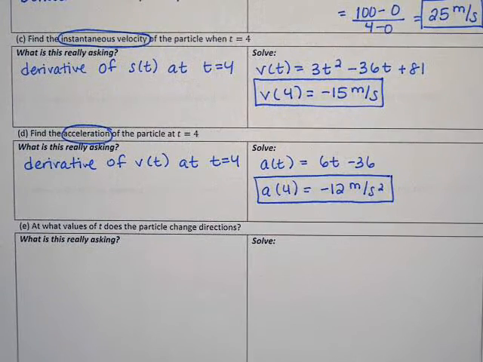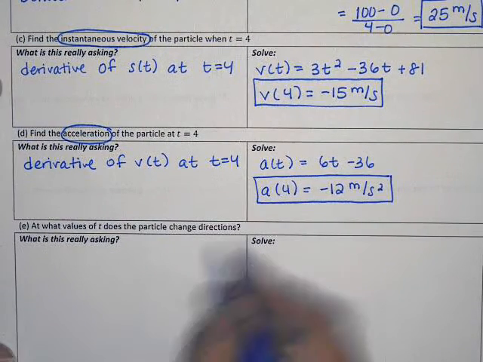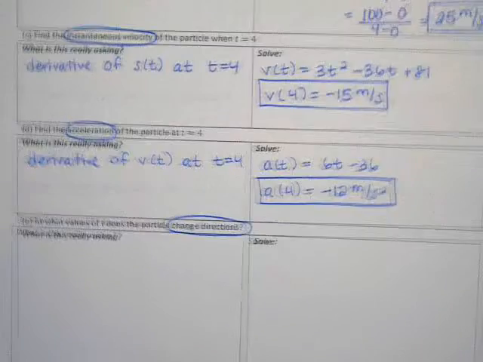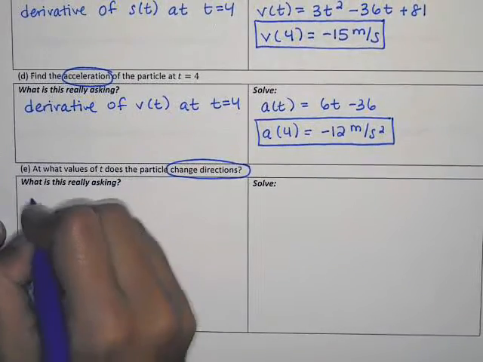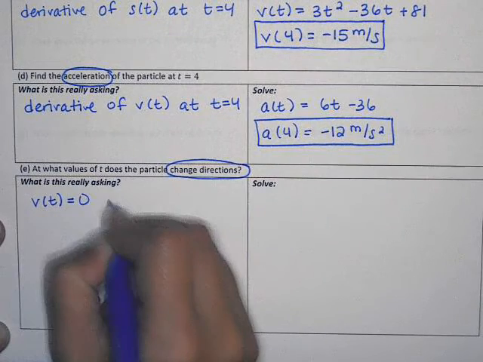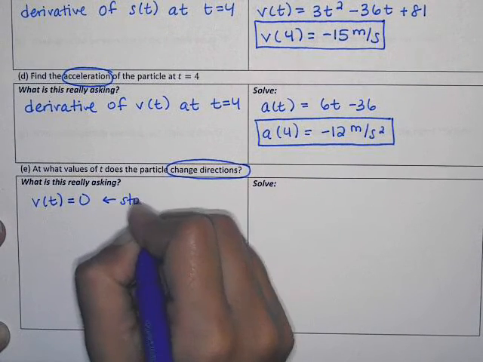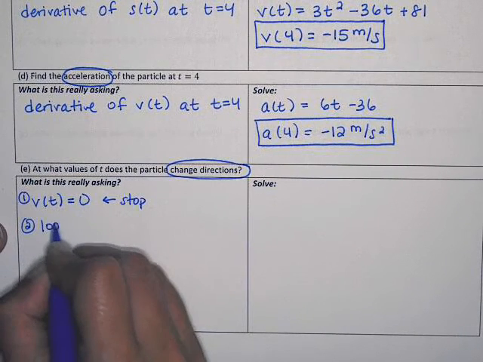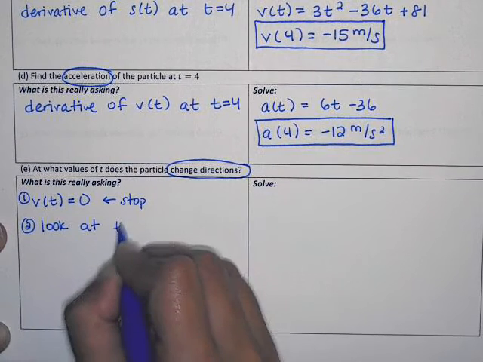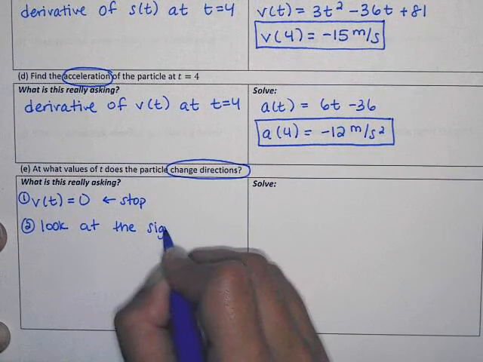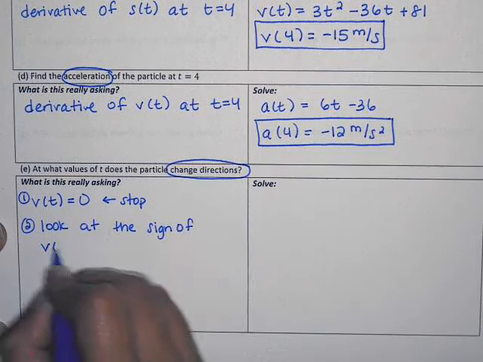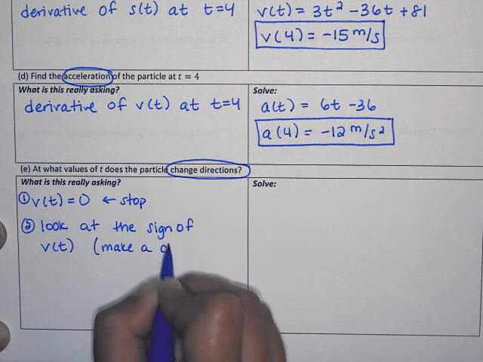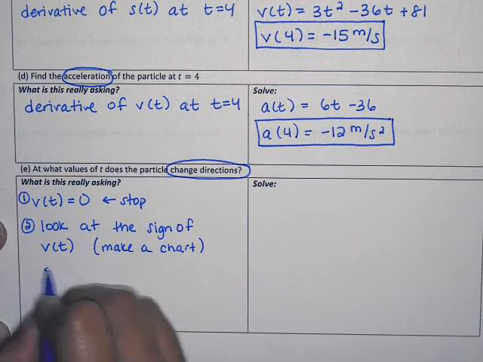Next, at what values of t does the particle change directions? When I think about change directions, I'm thinking, make my velocity function equal to 0. This tells me when I stop. Then, look at the signs of velocity. It might be helpful here to make a chart and see where they change.